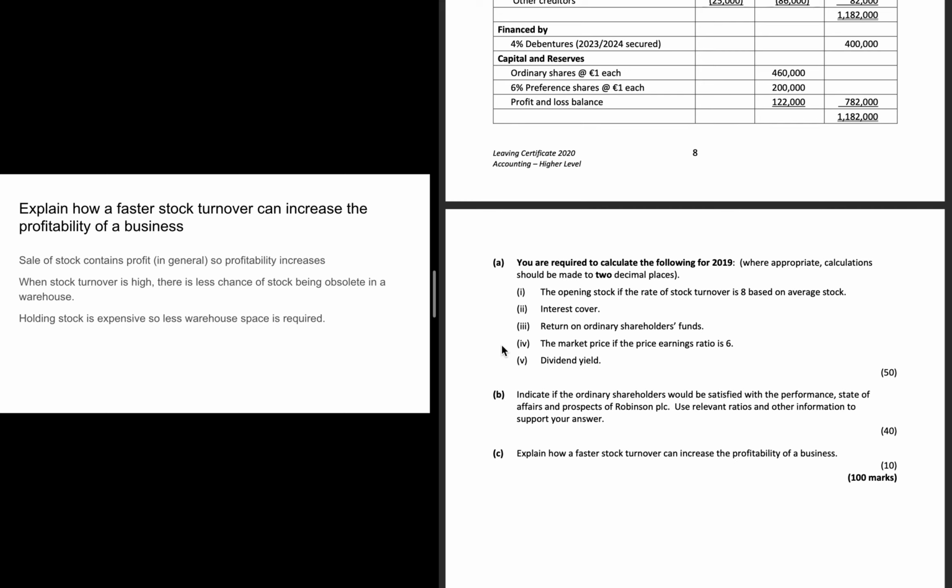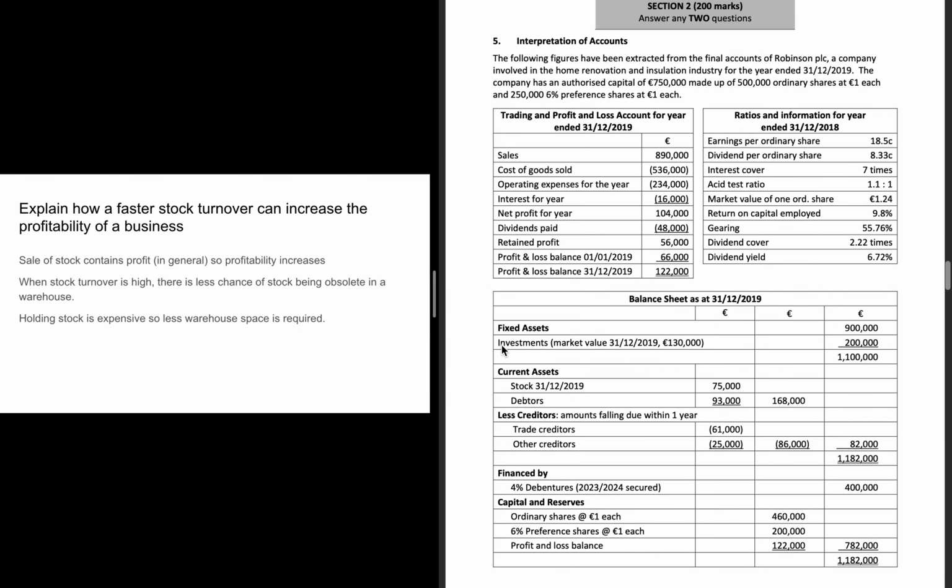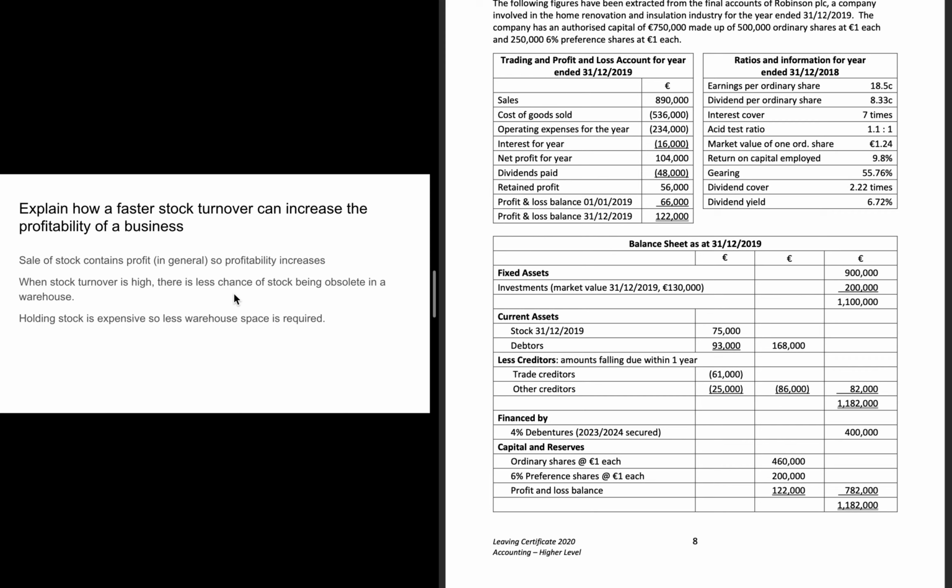Then I thought, well, what are the costs of holding stock? If you have a load of stock in your warehouse, there is a cost to it. So in this case here, they are in the home renovations and insulation business. So say they have a load of insulation set aside, and then better insulation comes across. Well, that stock can become obsolete. Whereas if they're continually selling their stock or continually turning their stock over, well, there's less chance of the stock becoming obsolete.